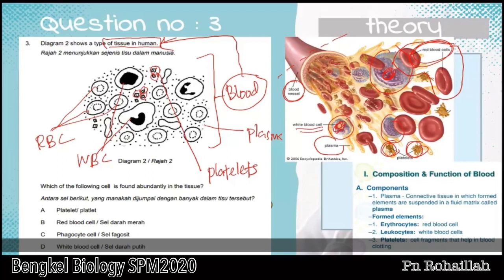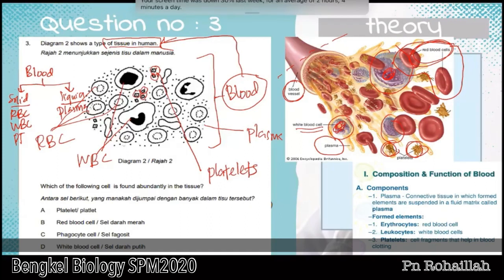For the solid, you tulis kat situ, kat dalam buku tu, you tulis blood, there is a solid part and also liquid part. So for the solid is red blood cell, white blood cell, and also platelet. For the liquid is the, sorry, dah terconteng sikit, is the plasma. Okay, boleh? So the question asks you, which of the following cell is found abundantly in the tissue?